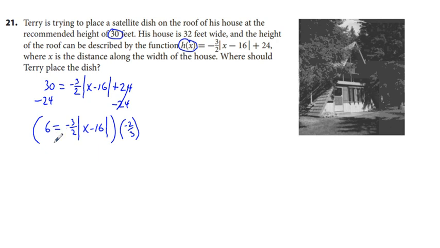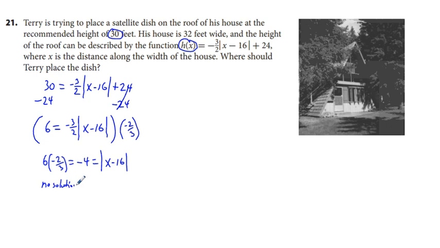And 6 times negative 2/3 is equal to negative 12 divided by 3, so that's going to be negative 4. And that is going to be equal to the absolute value of quantity x minus 16. Now, going back to the last video lesson, what do we know if we have an absolute value expression equal to a negative number? There's no solution, so I'm just going to summarize: no solution.